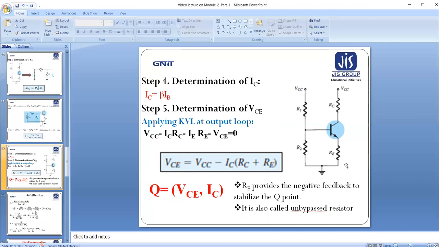We will discuss in more detail the functioning of this resistance, and due to the presence of this resistance, what is the effect on the gain of the amplifier, the input impedance, etc., in our feedback amplifier section, module 3. But for now, just keep in mind that this RE resistance basically provides a self bias.